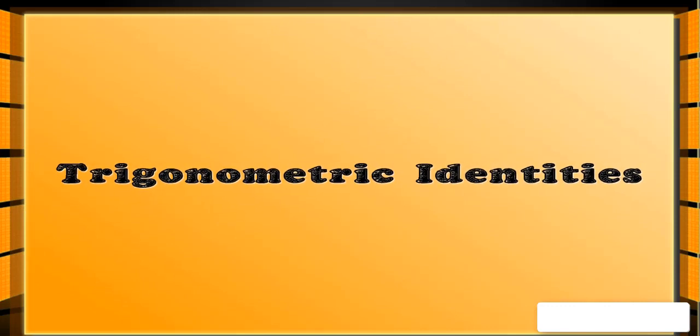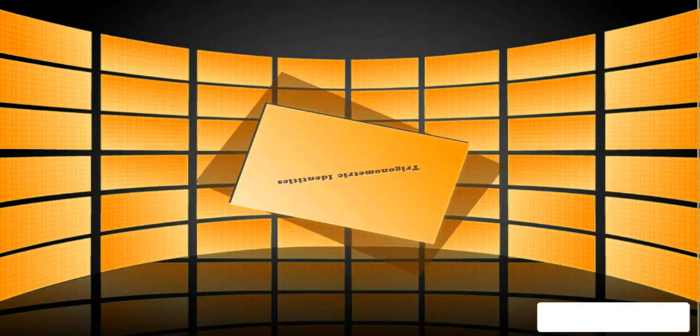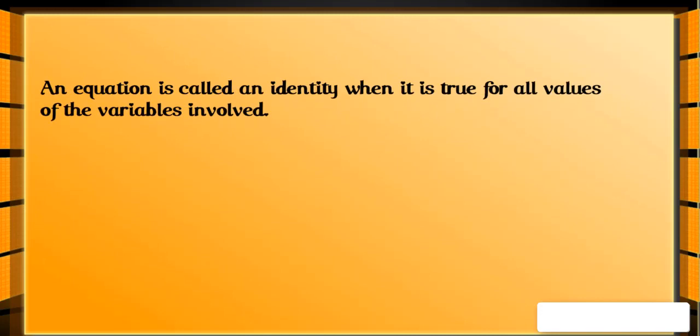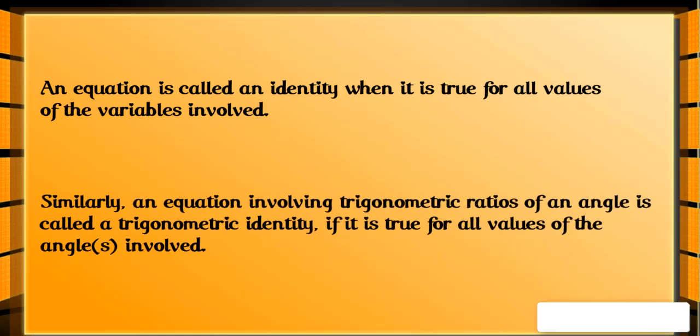Trigonometric identities. In this module, we will discuss trigonometric identities. We know an equation is called an identity when it is true for all values of the variables involved. Similarly, an equation involving trigonometric ratios of an angle is called a trigonometric identity if it is true for all values of the angles involved.